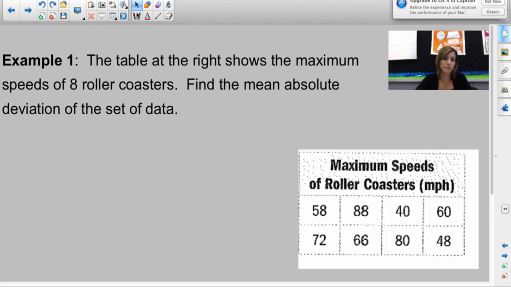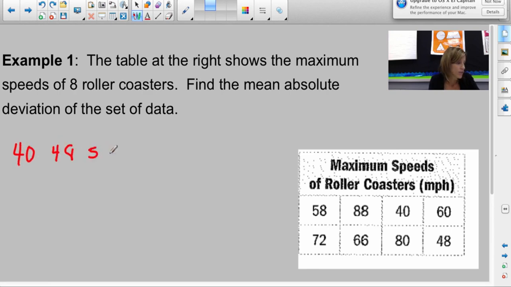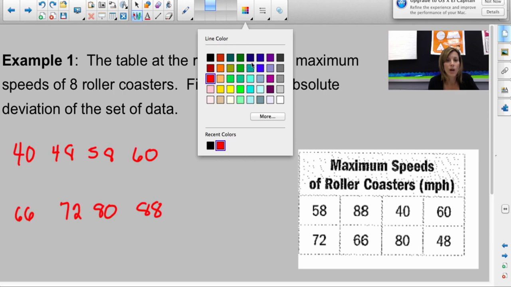So here we go. The table at the right shows the maximum speeds of 8 roller coasters. Find the mean absolute deviation of the set of data. So we're going to need to put the data in order. So we've got 40 and 48, 58, 60, and then we've got 66, 72, 80, and 88.